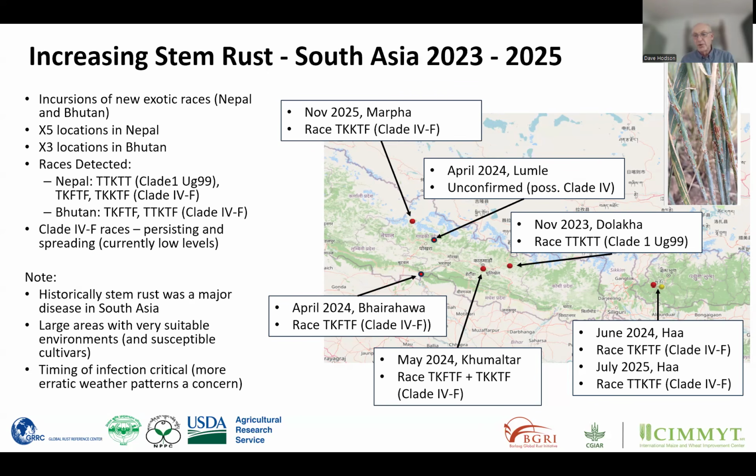Across Bhutan and Nepal, we've now got 3 Clade 4F races that are present. They're persisting and they're beginning to spread. They're still at low levels, but I think it's a clear warning signal for the future. Obviously, stem rust was a major problem in South Asia historically. It hasn't been recently, but there are large areas of suitability in the region. And with increasingly erratic weather patterns, then I think it's an emerging concern.